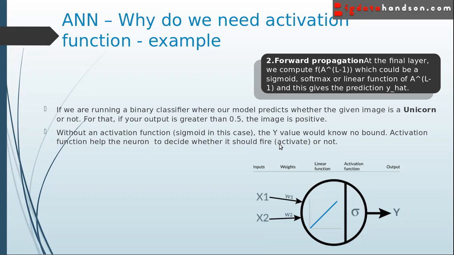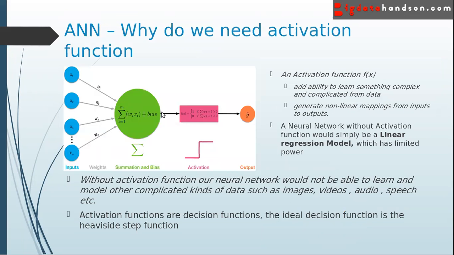Likewise, we have other activation functions also. The activation function is used in this step: after calculating the result y equals mx plus c, the result is given to the activation function. This activation function will decide what the output of this neuron will be. An activation function adds the ability to learn something complex and complicated from data, generating non-linear mappings from inputs to outputs. A neural network without an activation function would simply be a linear regression model, which has limited power. To handle more complex problems, we use the activation function.